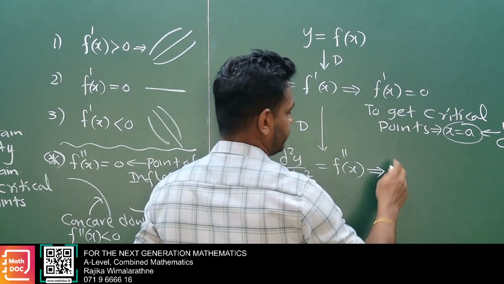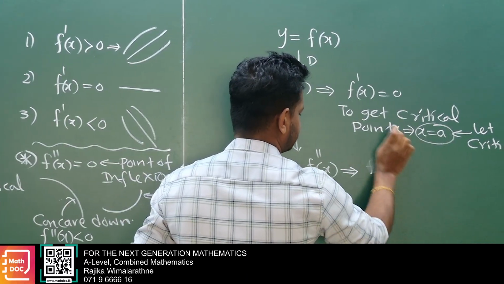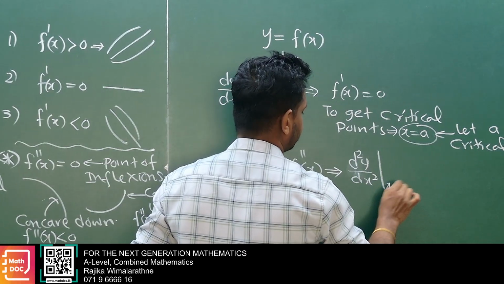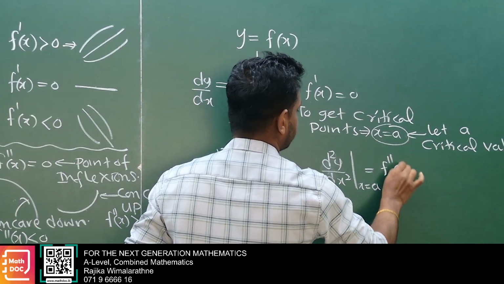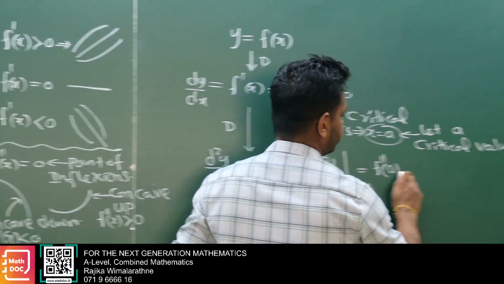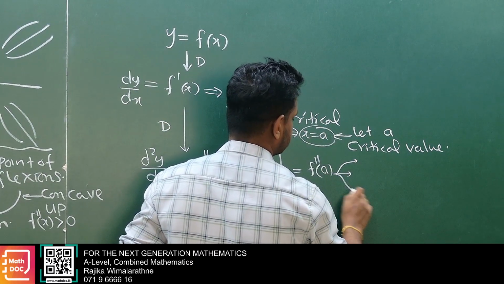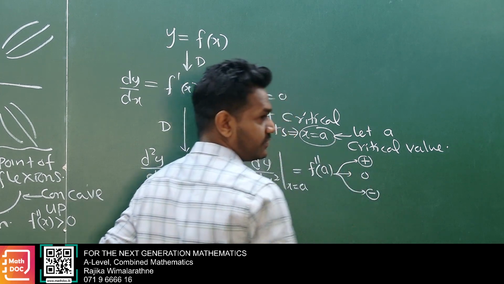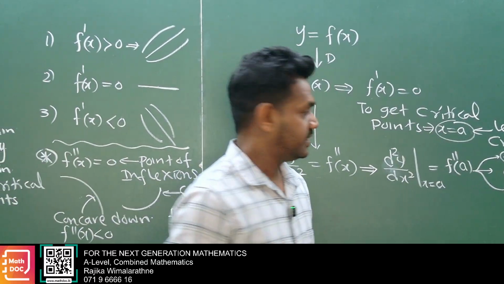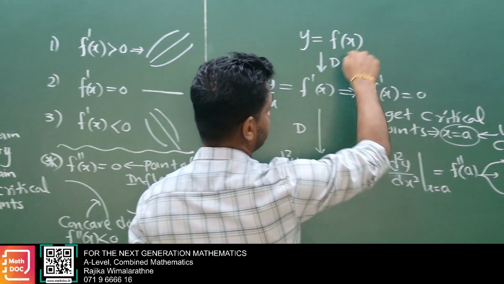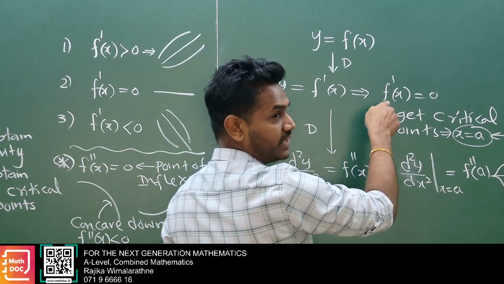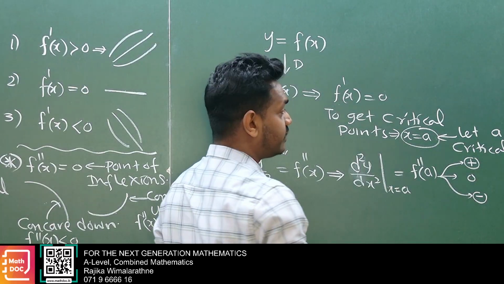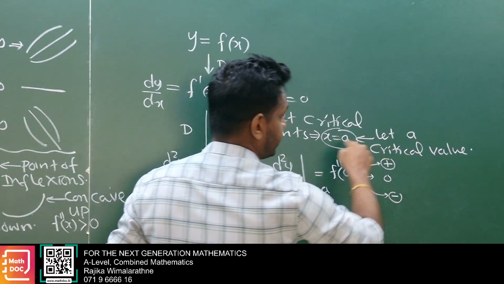Substitute that value here: f double dash a, which we denote d squared y by dx squared at x equals a. Here we can get three things: a positive value, a negative value, or a zero value. So the way is to differentiate the function, obtain the first derivative, and set f dash x to 0 to get the critical point. Here this is the critical value.